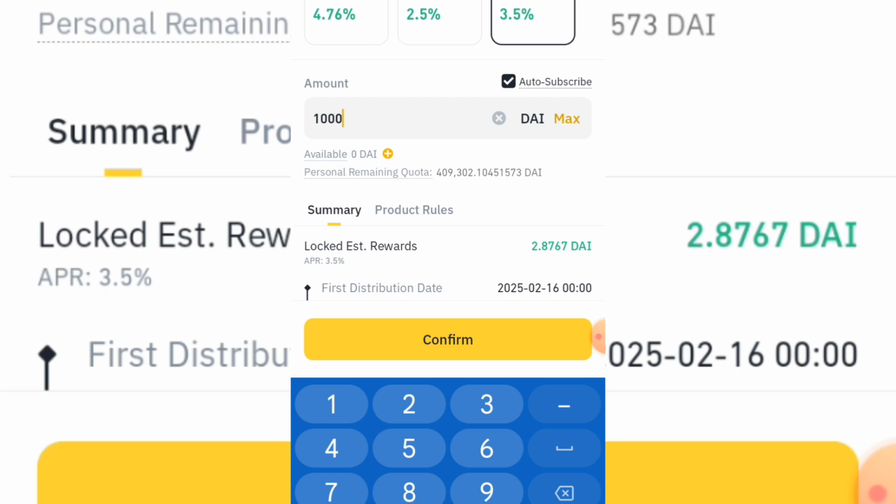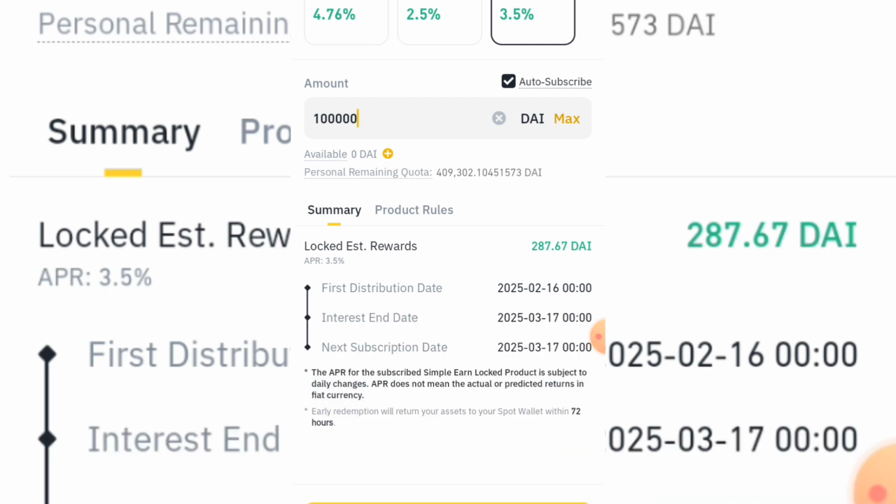This is a method that you can be making small money on your capital. Okay, let's say I have $10,000, then I invest for 30 days. I'll be getting 28.3676 DAI, which is equivalent to $28. I think this is a very good investment, because if you just put your money down without doing anything, you can at least make a small profit. And if you have $100,000, it's a little bit good. So this is how we can also make money on Binance.